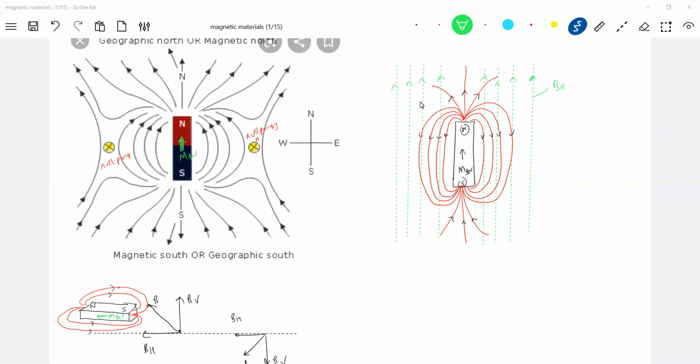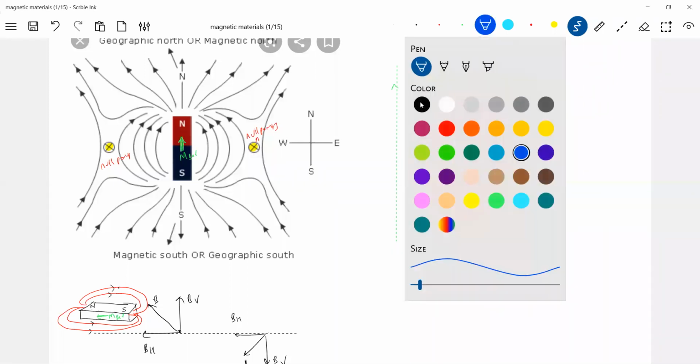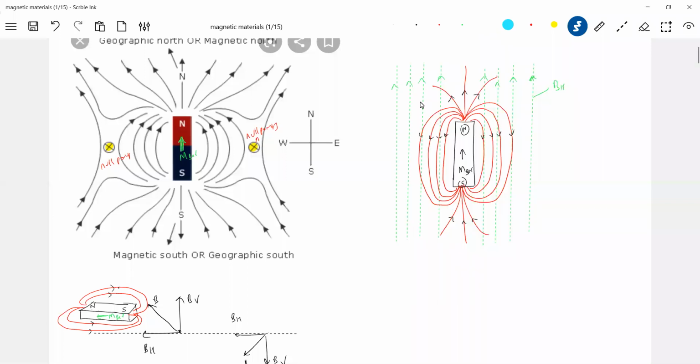Earth's magnetic field, I think I'll erase this part. I think it'll confuse you. Okay. So shall we call this the geomagnetic?